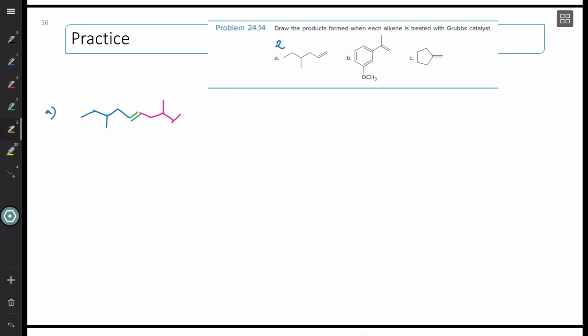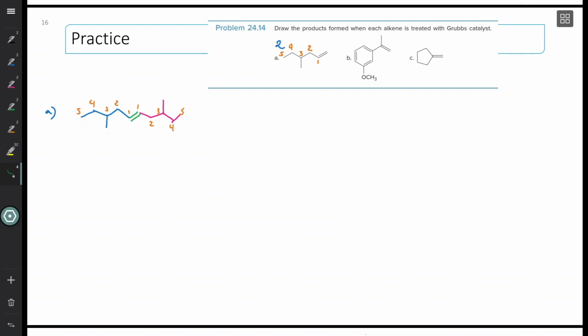But basically 1, 2, 3, 4, 5. So this is 1, 2, 3, 4, 5, and 1, 2, 3, 4, 5. So 3 is where the methyl group goes on both sides, and you form this new double bond.